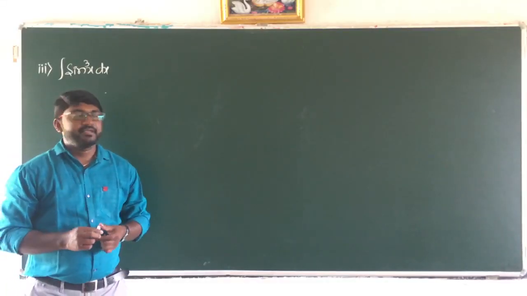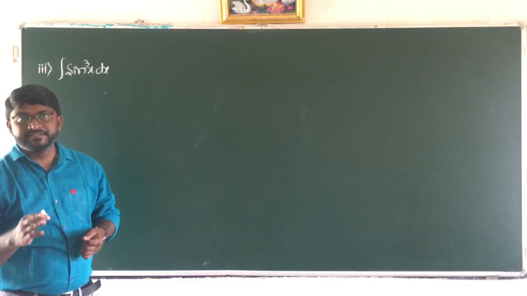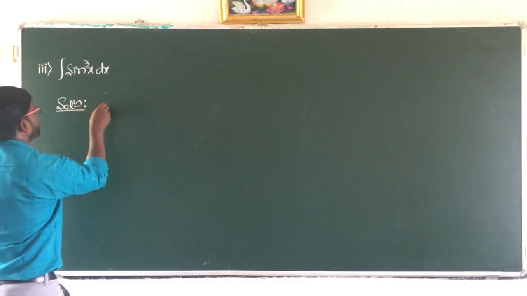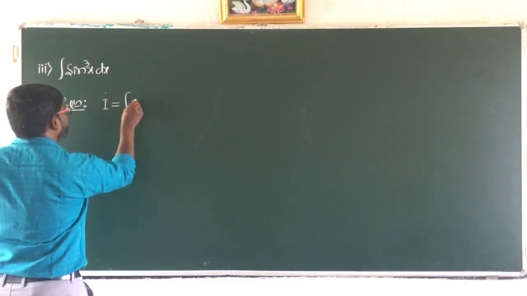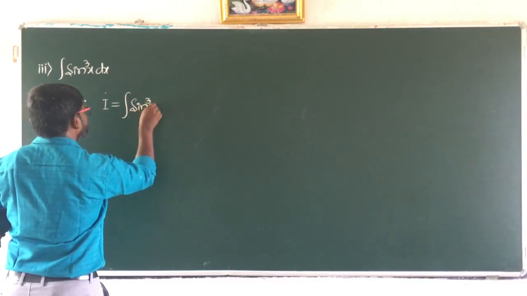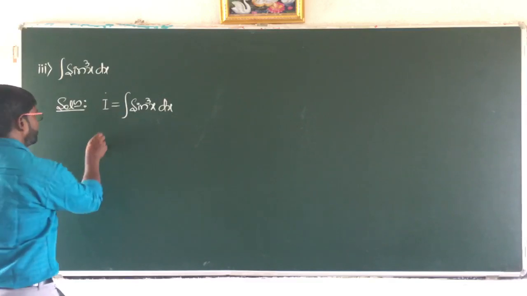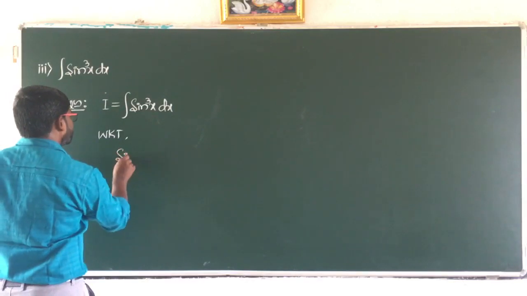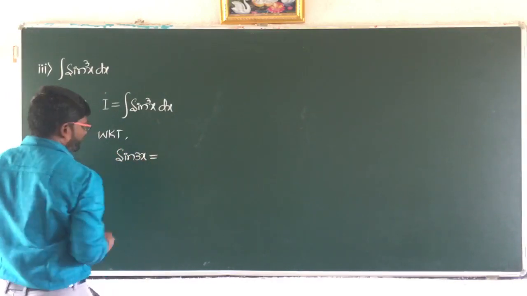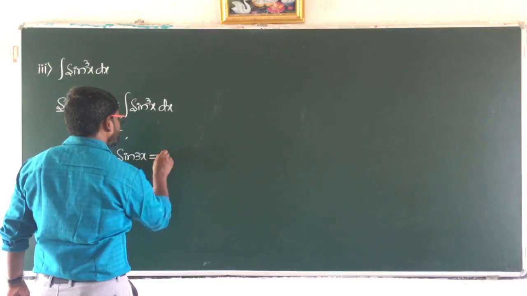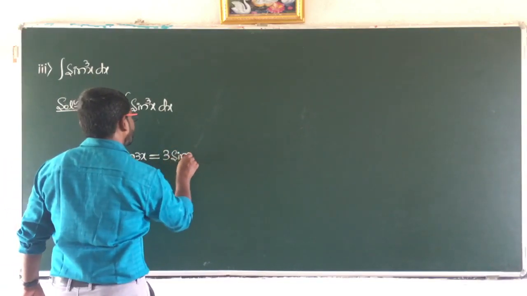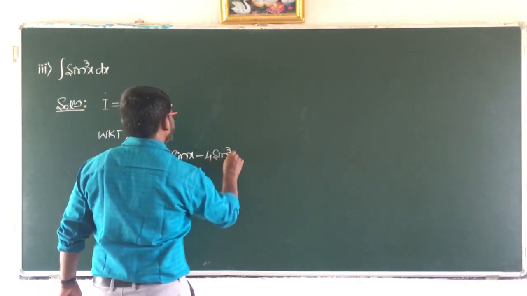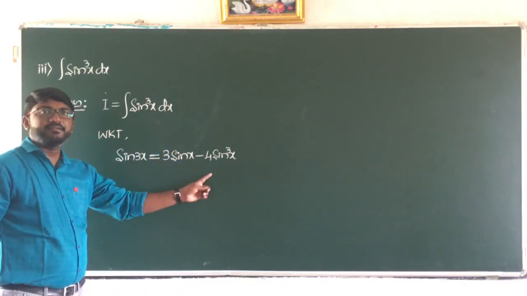Well, the third example problem, it is integral sin cube x dx. Take this as I, which is equals to integral sin cube x dx. So we have the standard formula. We know that sin 3x, which is equals to 3 sin x minus 4 sin cube x. Triple angle formula. This we have studied in first PUC.